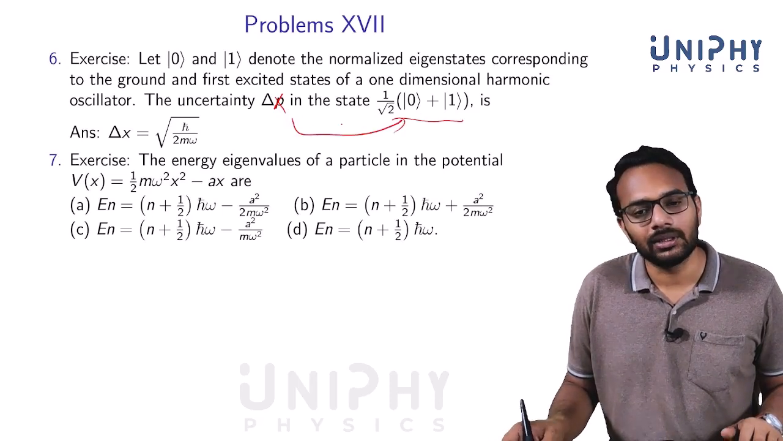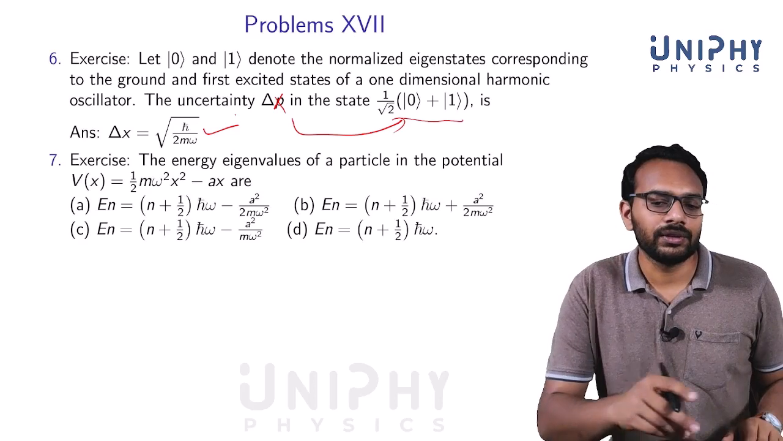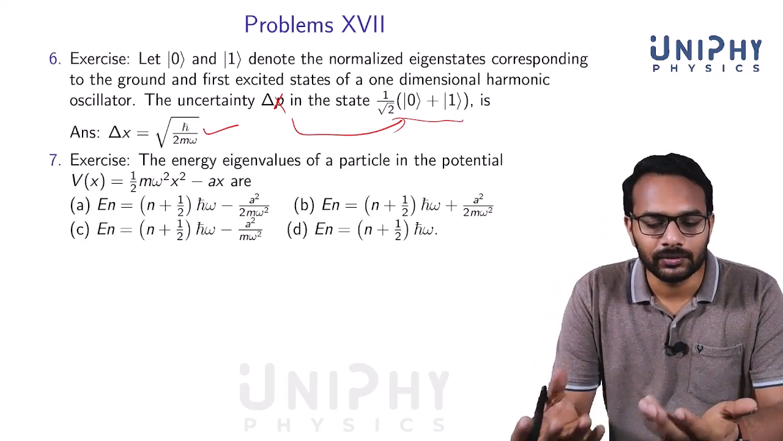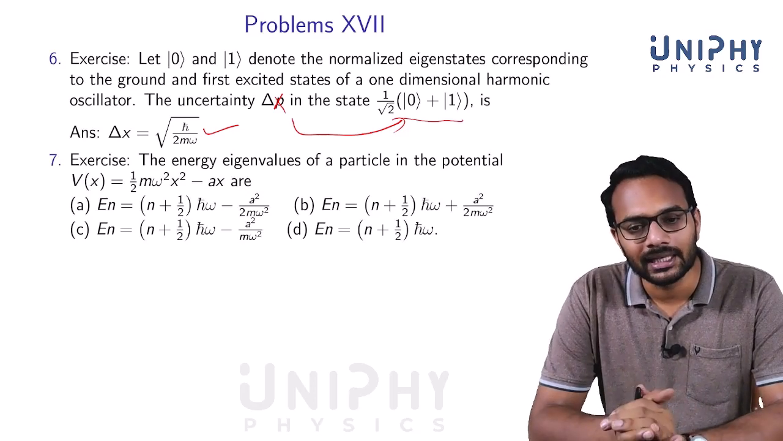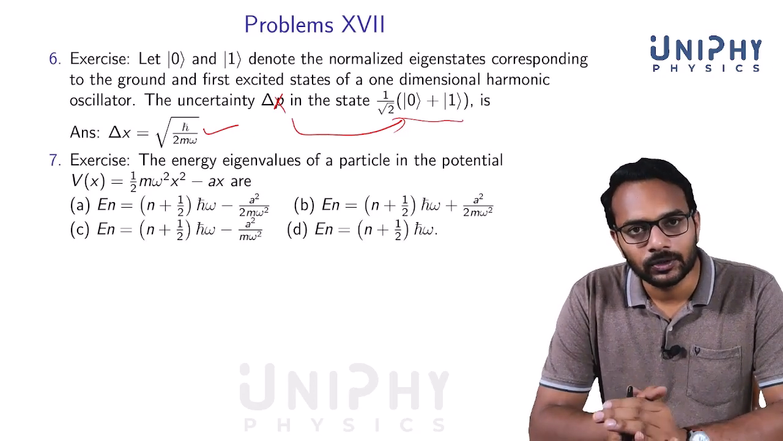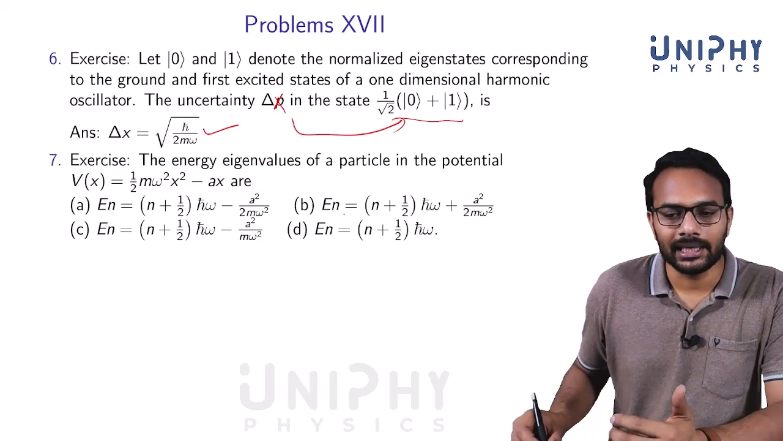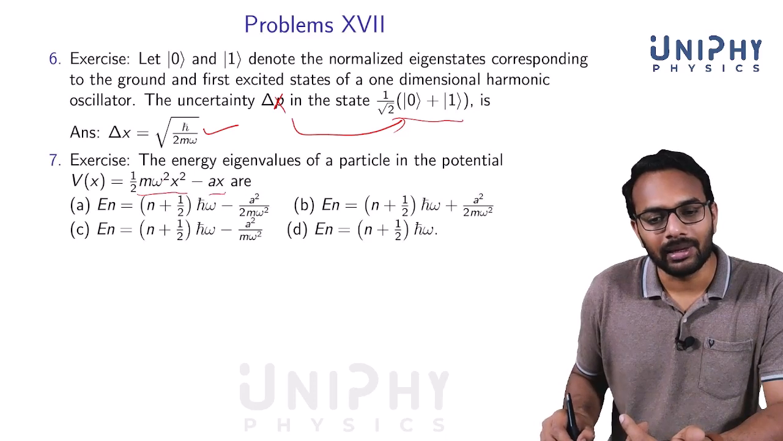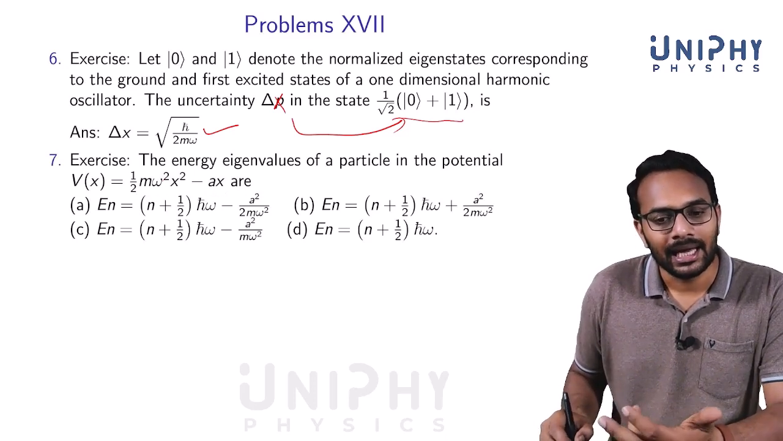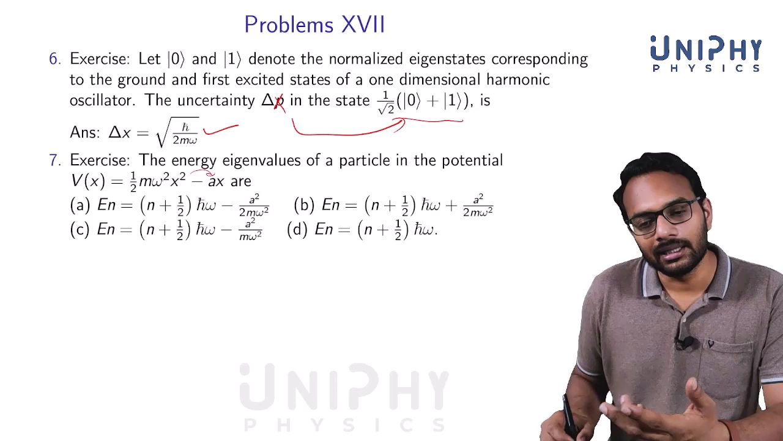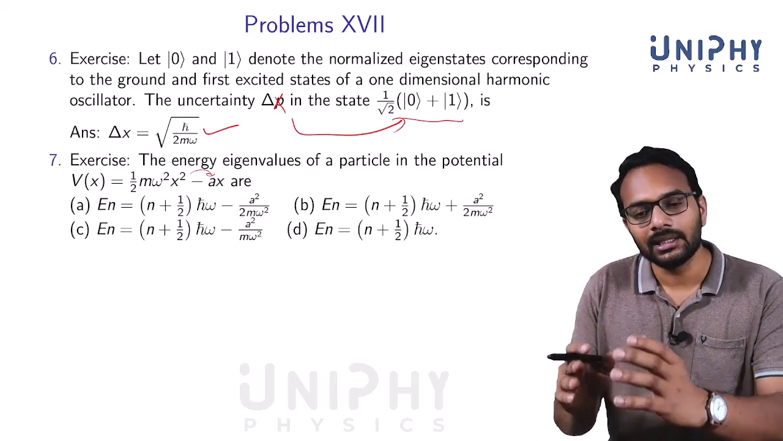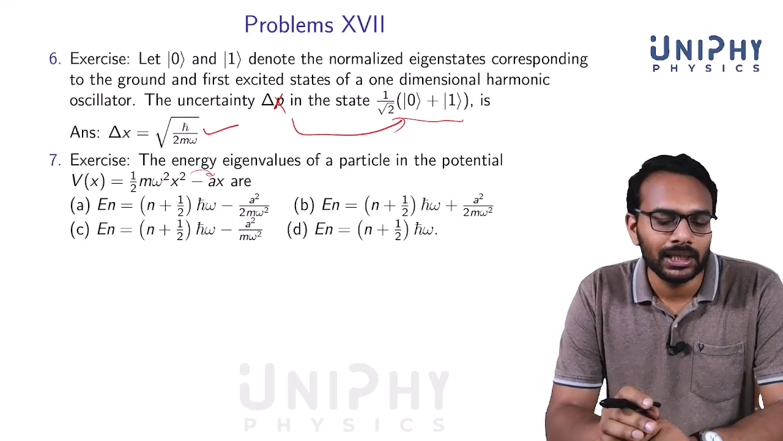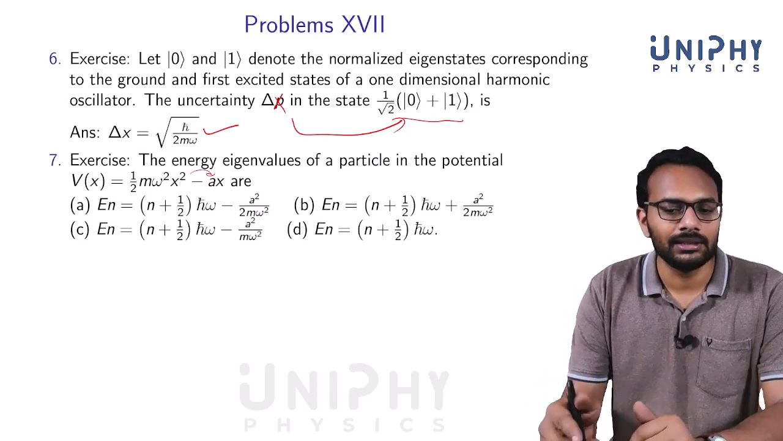In this particular state, the answer is square root of h cross by 2m omega. Please do this. You can look at the steps that we did for finding delta p and see if you can get to this answer. The next exercise: the energy eigenvalues of a particle in a potential half m omega square x square minus lambda x. This also was a previous question. Again, you can complete the square and write it as a harmonic oscillator potential minus a constant term, and then the energy eigenvalues will differ accordingly. You can check that and do it.